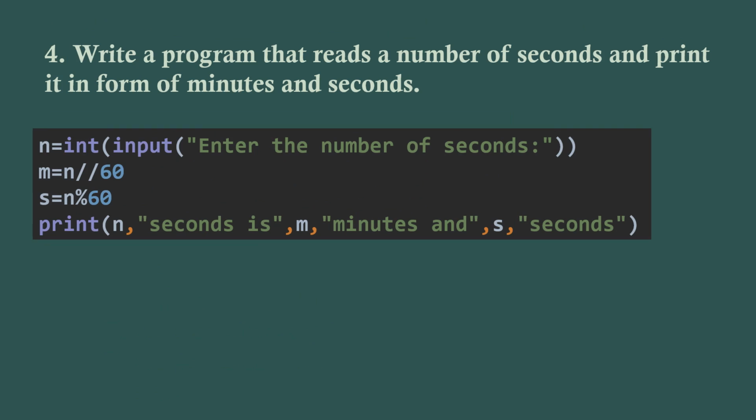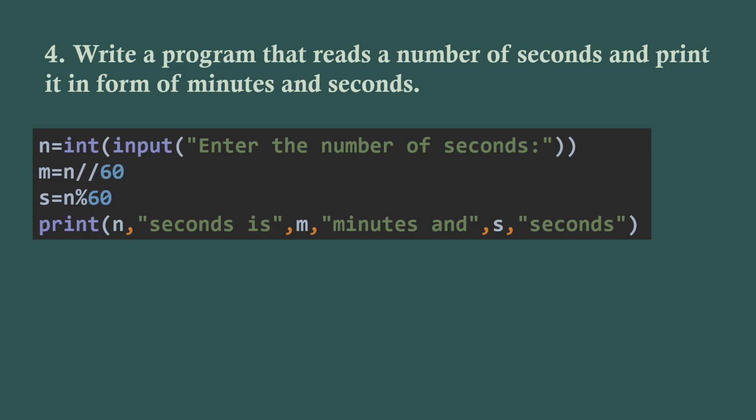Now write a program that reads a number of seconds and prints it in the form of minutes and seconds. So first of all, you have to take the value, that means the number of seconds. It is stored in a variable, let's say n. Now once you do floor division with 60, it will give you the number of minutes present in the seconds. Here n stores the total number of seconds, n divided by 60, the quotient that you get will give you the number of minutes.